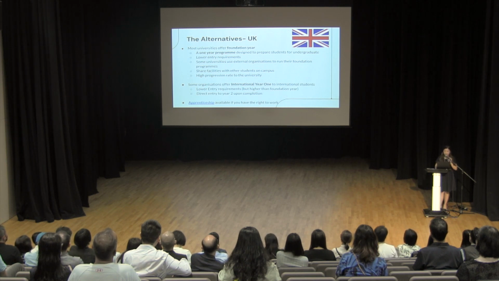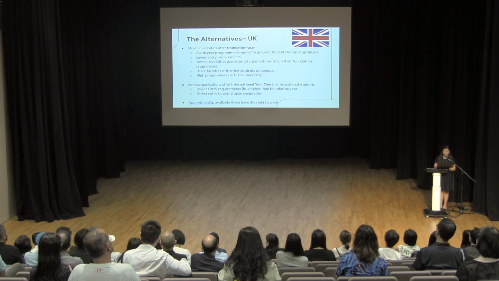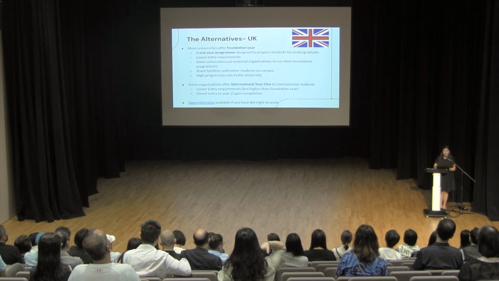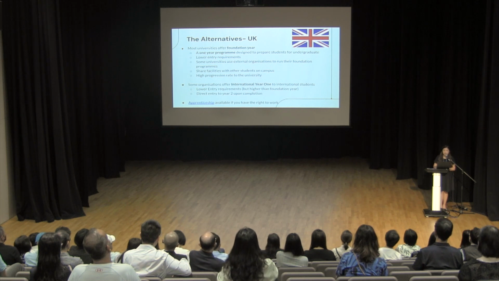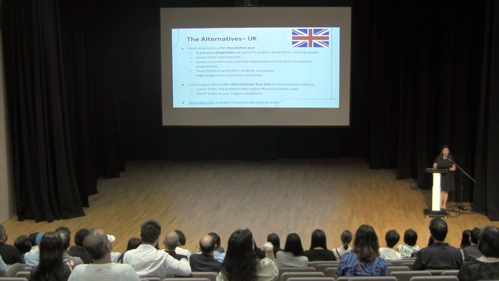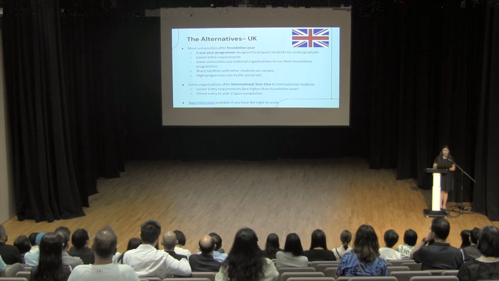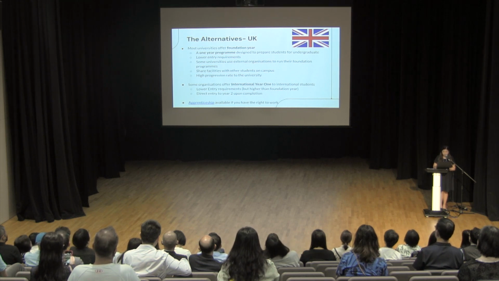Some organizations also offer international year one only for international students. So again, they have a lower entry requirement, but it might be slightly higher than the foundation year, but it's replacing the first year of undergraduate program. And upon completion, you can go straight into the second year of university. Again, you'll be using the same campus as other students, you just have smaller class, and you need to submit more work, and you need to meet a certain percentage in order to progress to the university. But because these programs are attached to the university, the progression rate of these two programs are typically very, very high. So this could be another pathway for you to get into your favorite university.